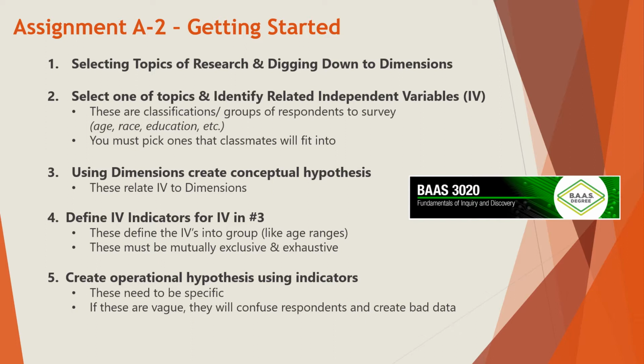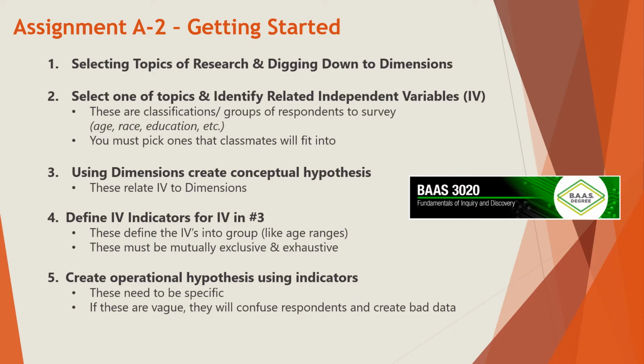Then you're going to use the dimensions that you came up with in step 1 to create a conceptual hypothesis relating the independent variables to the dimensions. Then you're going to define very specifically indicators for each independent variable that you're using. And this just breaks them down into groups like age ranges. So if age is your independent variable, then your indicators are like 0 to 10, or 11 to 20, etc. Remember from your reading this week, these must be mutually exclusive and exhaustive so that, for example, again, in age, anyone answering the survey has a possibility.